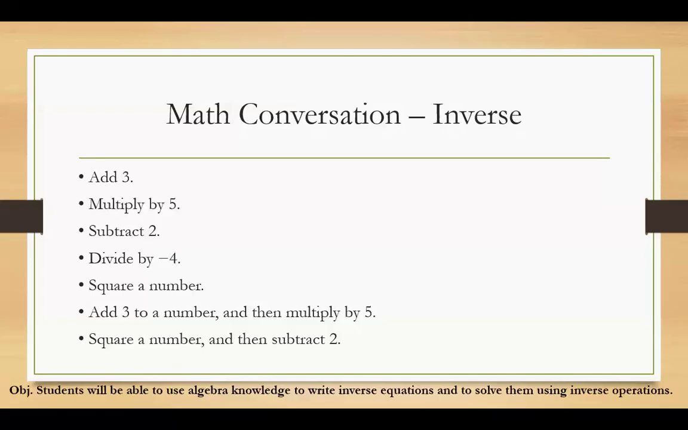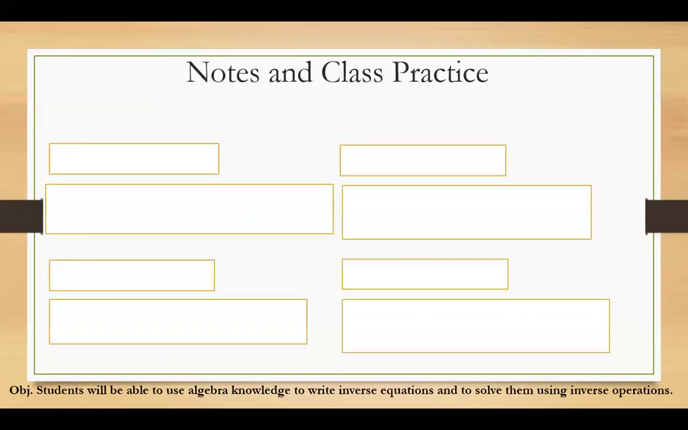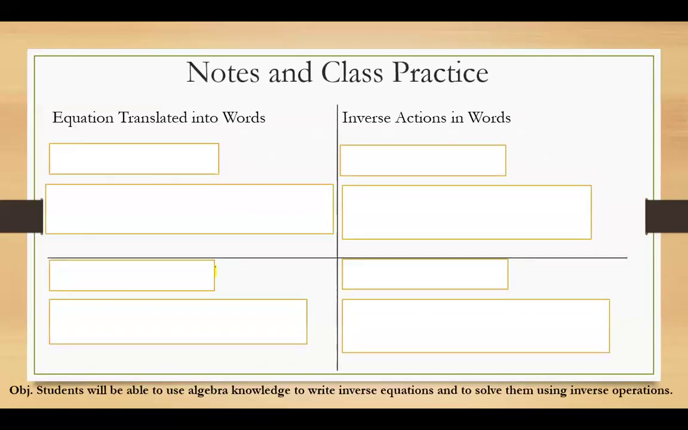All right. So in your notebook, you're going to divide your notebook into quarters, which means you're going to divide it horizontally and vertically in half. So you should have quarters. So divide your paper vertically and horizontally in half.